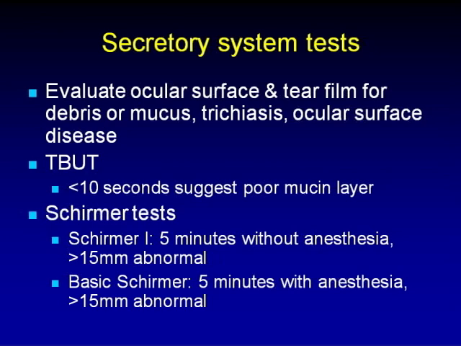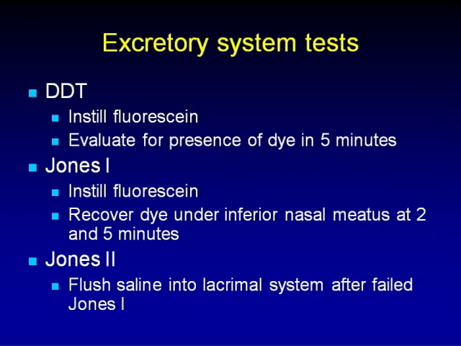Again, greater than 15 millimeters is abnormal, and conversely, when you're testing for dry eye, less than 10 millimeters starts to suggest some dryness. Other than secretory tests, now we're going to go to excretory system tests.